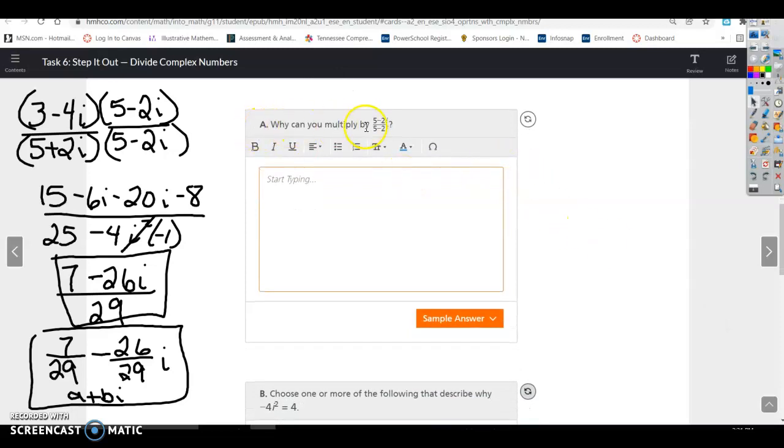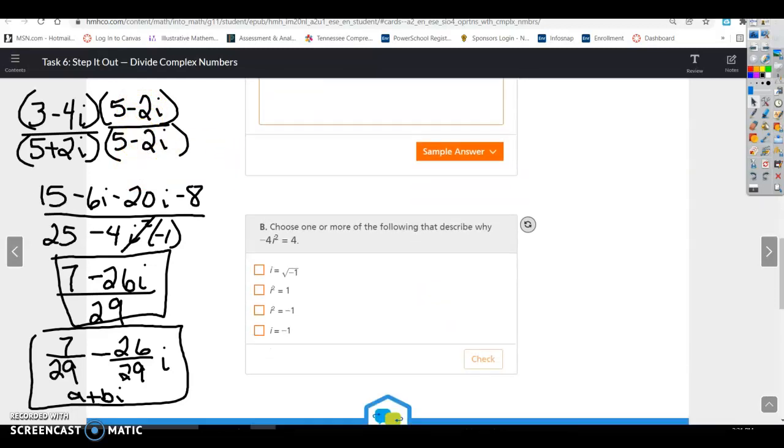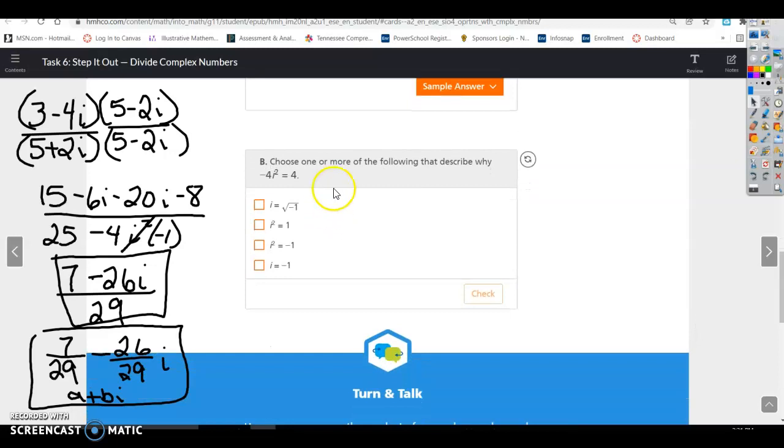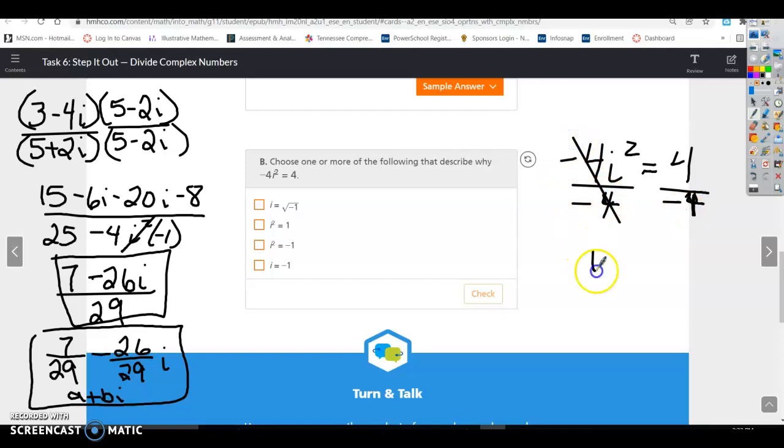All right, so it says, why can we multiply by the conjugate here? So this divided by this is 1, and anything multiplied by 1 doesn't change the value. Choose one or more of the following that describes why negative 4i squared equals 4. All right, so if I have negative 4i squared equals 4, first thing I can do is say divide by negative 4.